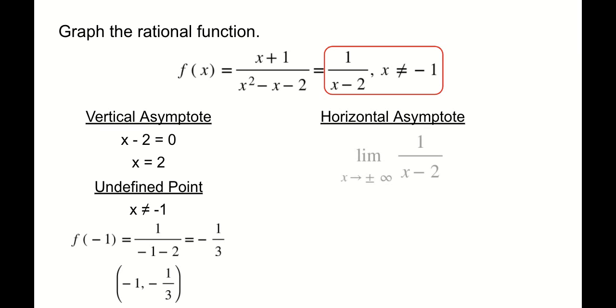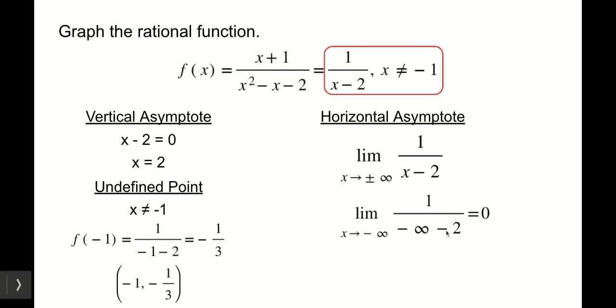Now let's do our horizontal asymptote. Same thing. Let's find our limit as x approaches plus or minus infinity of this simplified version. I don't need to worry about x equaling negative 1 because I'm going to infinity. Negative 1 isn't anywhere near positive or negative infinity. Well, this is all simplified, so all I have to do is separate into two limits and plug in negative infinity. So if I plug in negative infinity, this all simplifies to negative infinity, so 1 over infinity is 0, right?